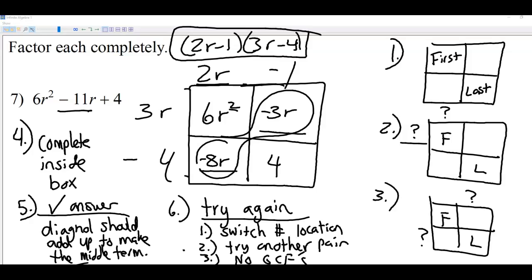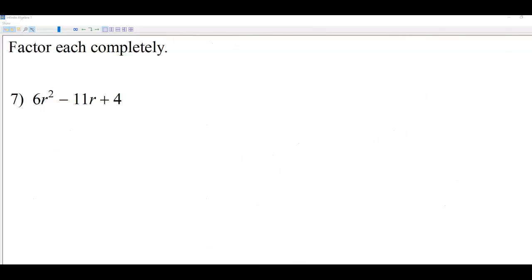All right, so a lot of steps here, guys. First and last: find one pair that makes the first, find another pair that makes the last. Complete the inside of your box and make sure those diagonals add up to make the middle. Check your answer. After that, switch the number location, try another pair, make sure there are no GCFs the whole way, and we'll get there. It takes a little bit of time, a little bit of guessing. Once again, if you remember a strategy from last year and you can get the answer really fast, awesome. Hopefully you wrote down those steps because there's a lot.